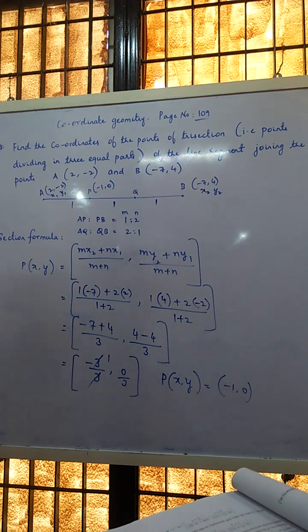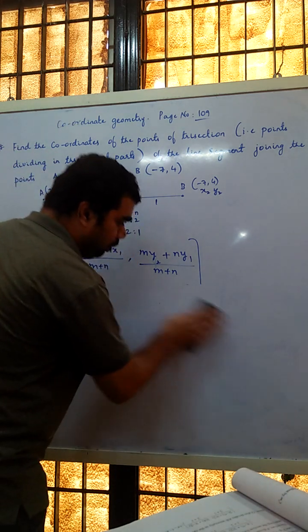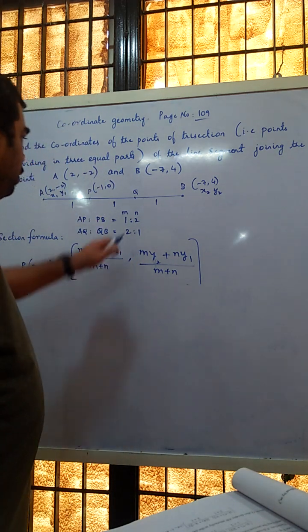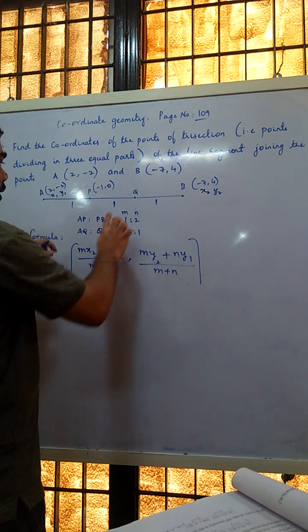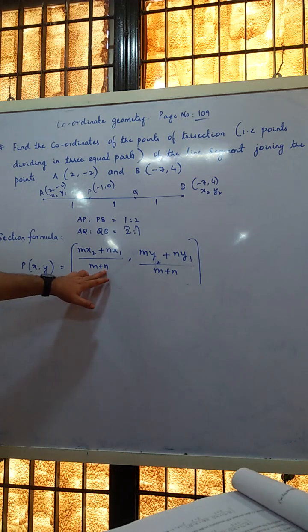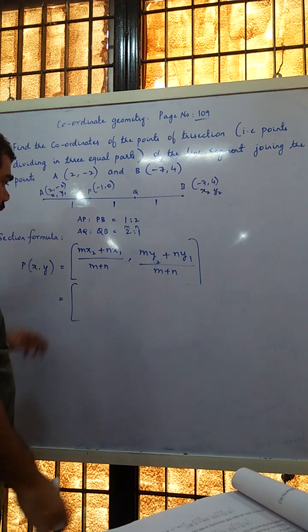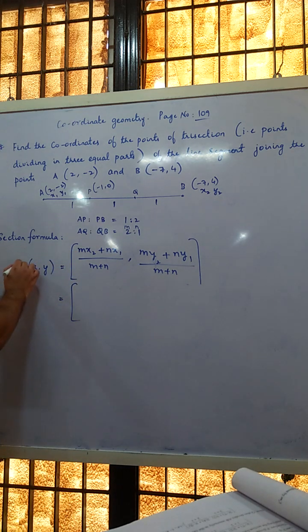So the next part is we have to find the coordinates of point Q. I use the same section formula but interchange the ratio, because point Q divides the line segment in the ratio 2:1. Now m is 2 and n is 1. Apply the same section formula and substitute the values in the equation. This becomes Q.